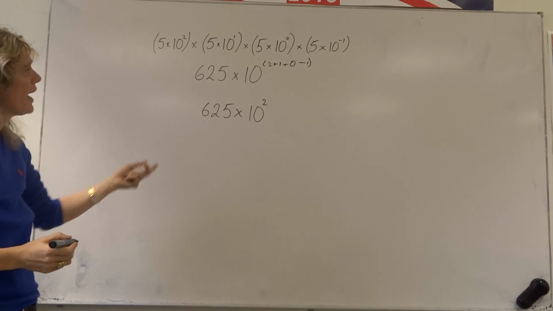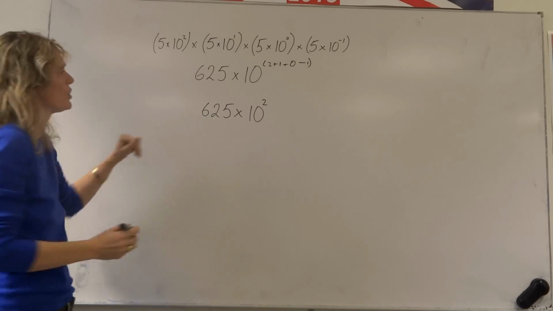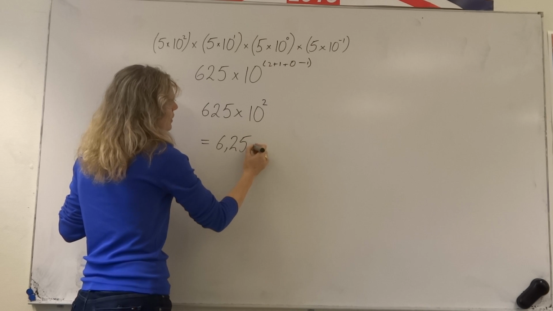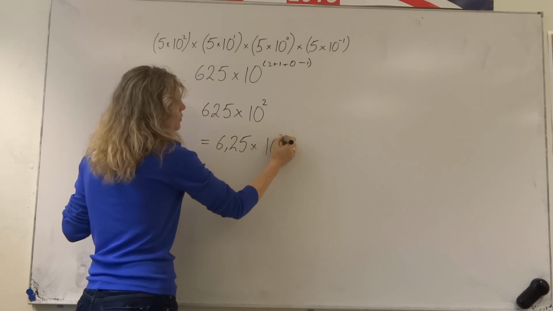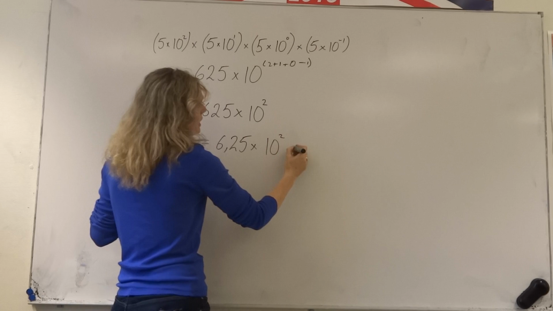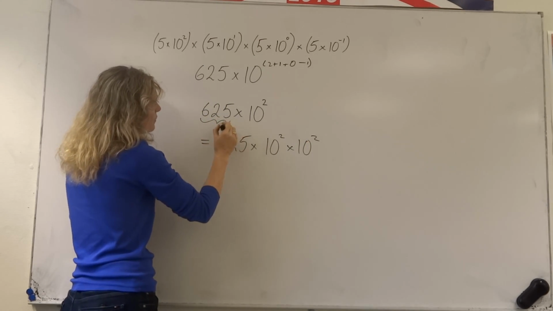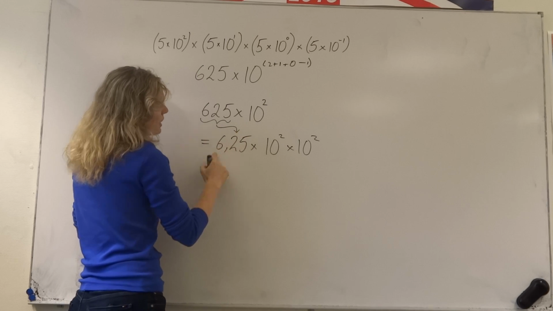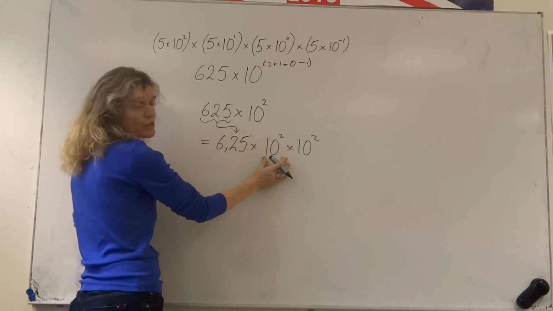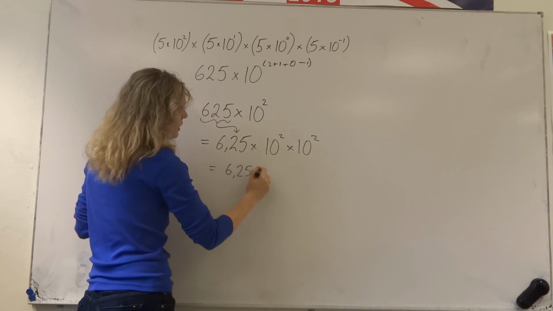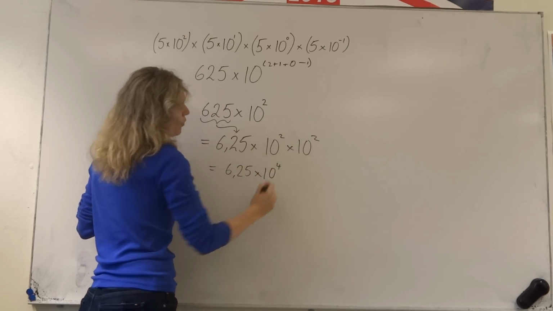Would we leave it like that? No, it isn't in scientific notation. We'd approximate that as 6.25 times 100, which we would write as 10 to the 2, times the 10 to the 2 that we have there as well. So we're just changing our 625 into the expression 6.25 times 100. This allows us to change it to 6.25 times 10 to the power 4.